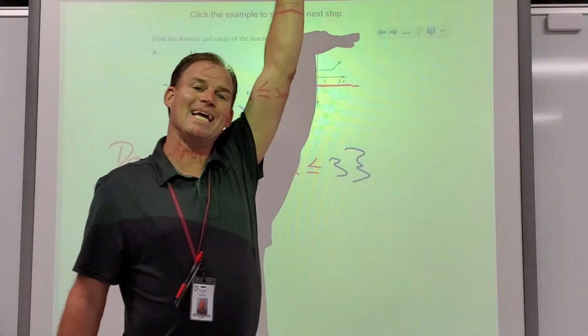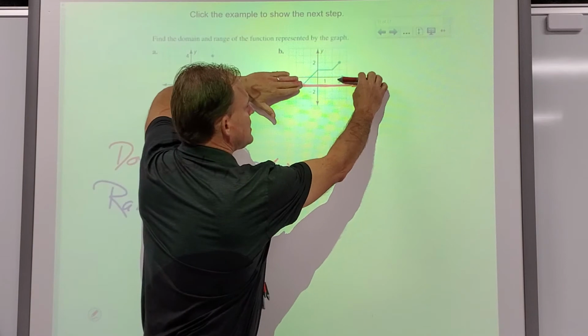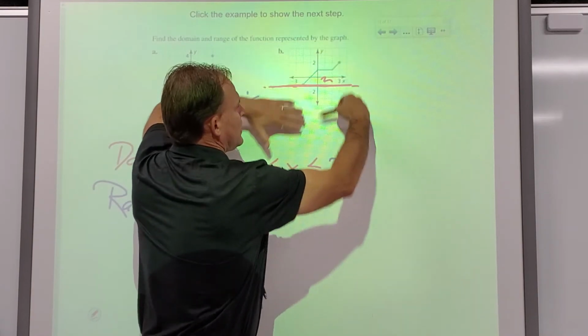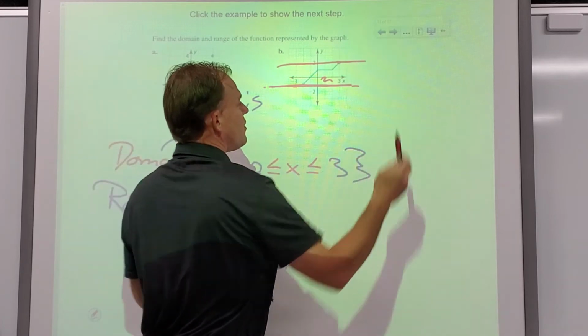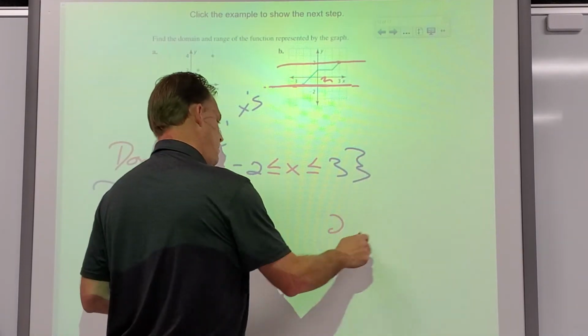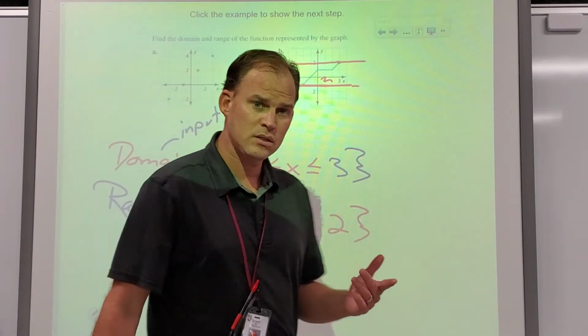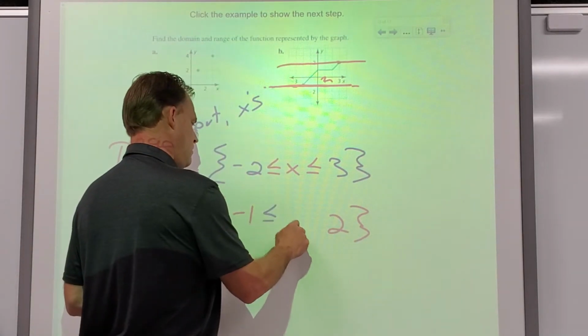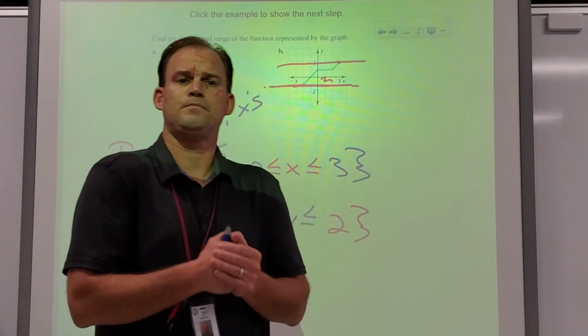How high does this graph go? Right and left, I'm not looking at these numbers here. I'm looking up and down. Well, the highest point is right there. That's the highest point, +2. So how do I write betweens? Well, just like that. That's my range.